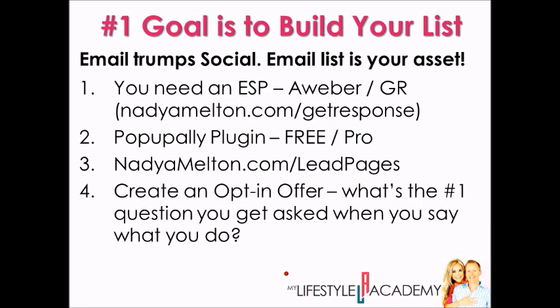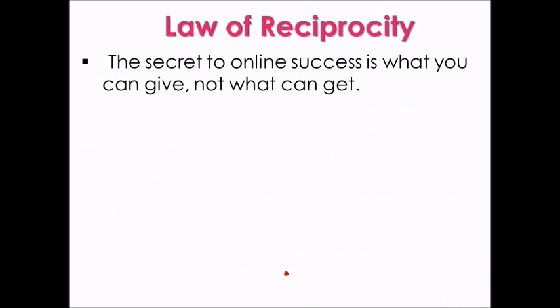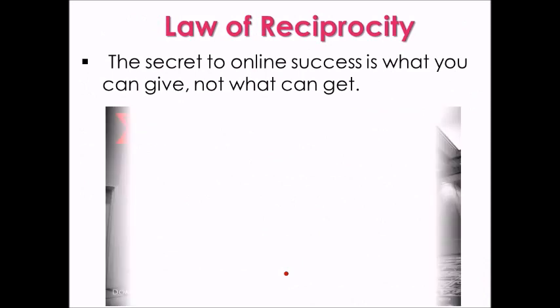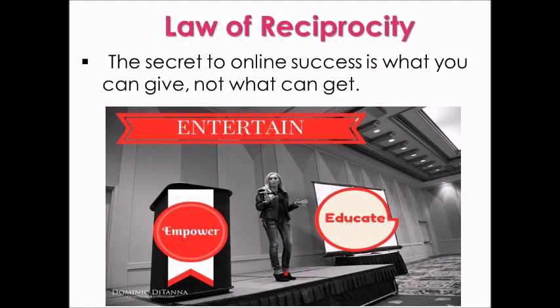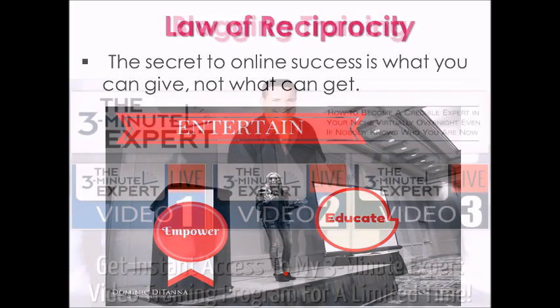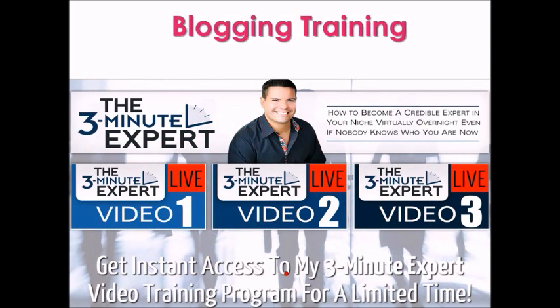Number 4, create an opt-in offer. So what's the number one question you get asked when you say, what do you do? I want you to think about that. It's a great idea to have something in place that people exchange their name and email address for, a valuable resource that you provide just for them. Now, law of reciprocity: the secret to online success is what you can give, not what you can get. So the 3 words to keep in mind are entertain, empower, educate. The more value that you bring, the more success you're going to have.